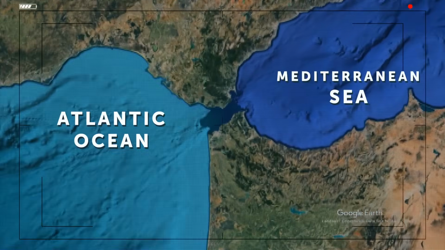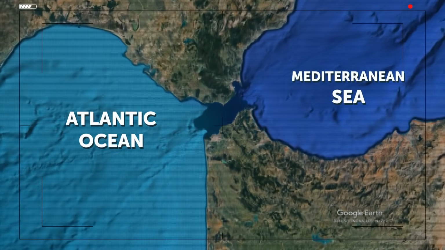Next up, the Mediterranean Sea and the Atlantic Ocean. They meet at the Strait of Gibraltar and have both a different density and salinity. So there's two reasons their waters don't mix.